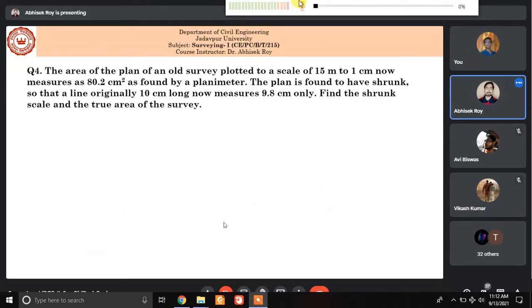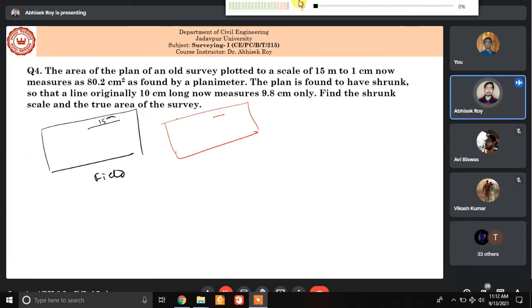Okay. So now we will go and discuss an example. Suppose the area of the plan of an old survey is plotted to a scale of 15 meters. So in the example I am explaining, this is the field. In this field, if you have measured 15 meter that you have drawn in a drawing, and that 15 meter is represented by 1 centimeter. So you have to write 1 centimeter equals 15 meter. Okay, this is the scale.